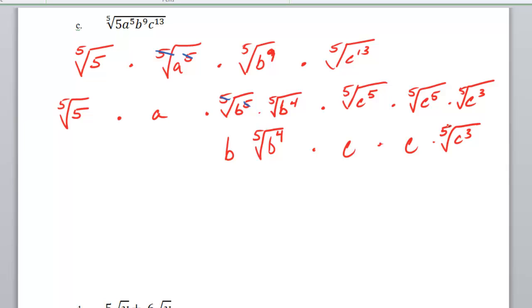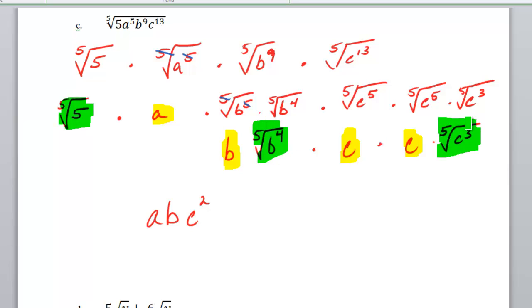And so what we need to do at this point is take everything that is outside of a radical that we've simplified, and put all of that back together. So that's a times b, and I have c squared. The next thing I need to do is take everything that's inside a radical, and assuming in this case they are radicals with the same roots, then I can put those back together. If some of them had different root values, you would not be able to put them back together, but this is going to be the 5th root of 5 b to the 4th c to the 3rd.